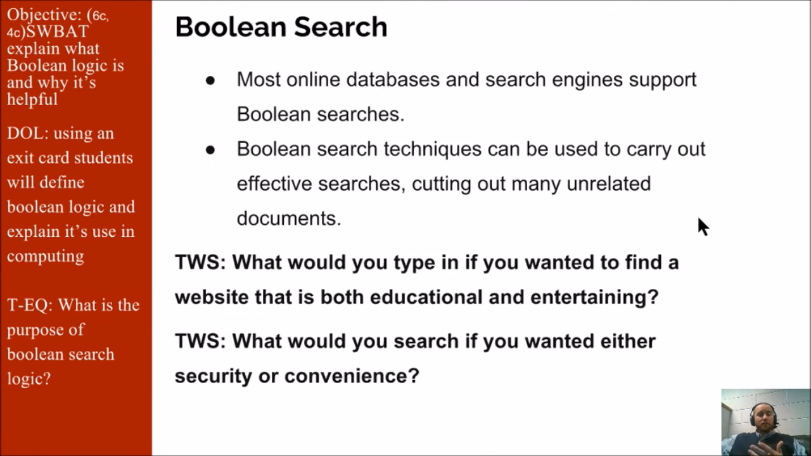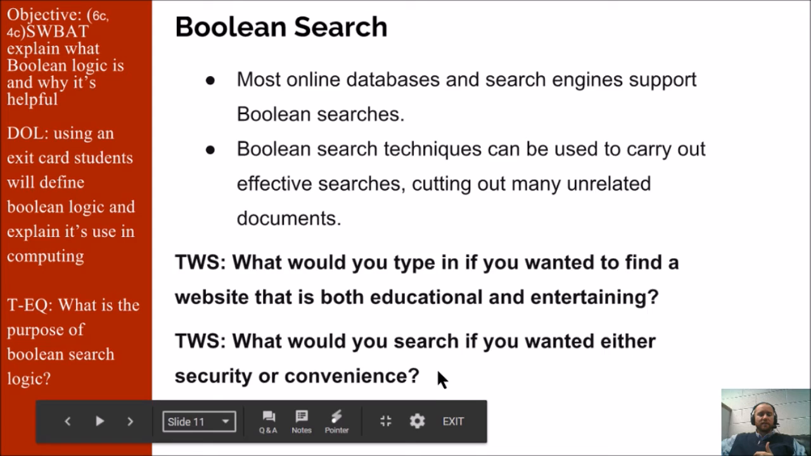So to wrap up what we were talking about with Boolean search, you've seen this information right here before. I just want some follow-up think-pair-shares to be done. What would you type in if you wanted to find a website that is both educational and entertaining? And what would you search if you wanted either security or convenience?